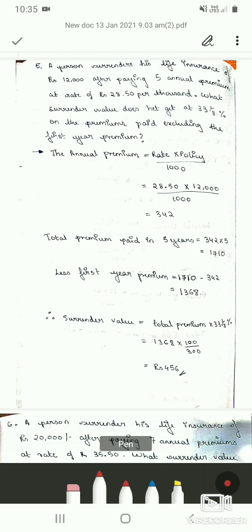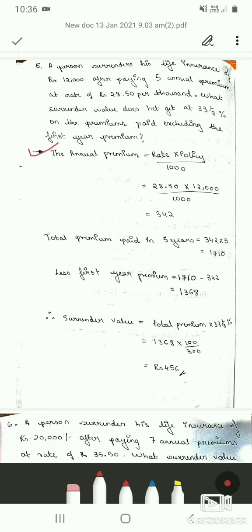So the fifth problem is, a person surrenders his life insurance of rupees 12,000 after paying 5 annual premiums at the rate of rupees 28.50 per thousand. What surrender value does he get at 33 1/3% on the premiums paid excluding the first year premium?